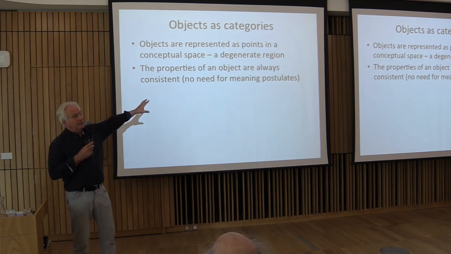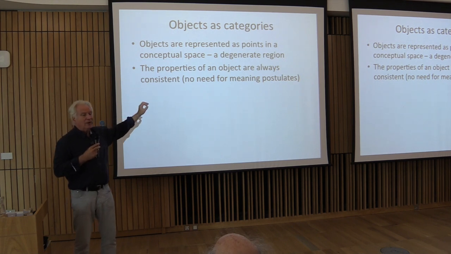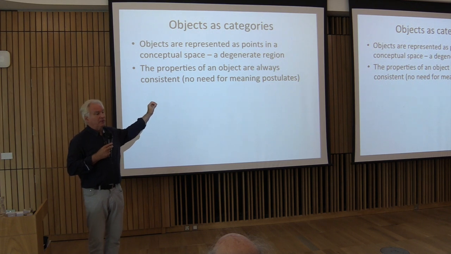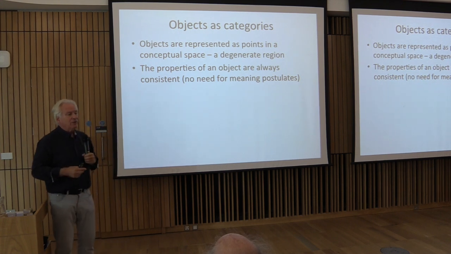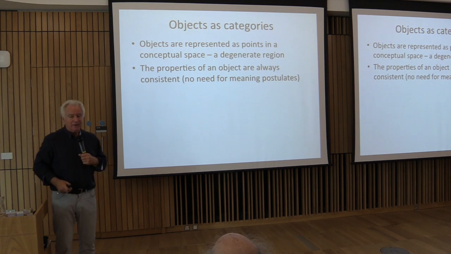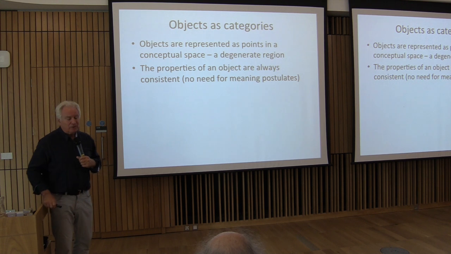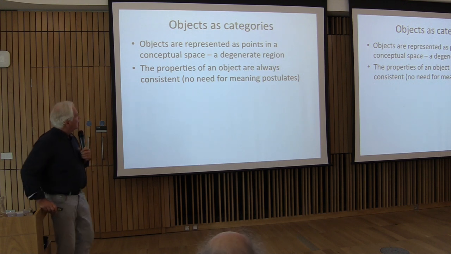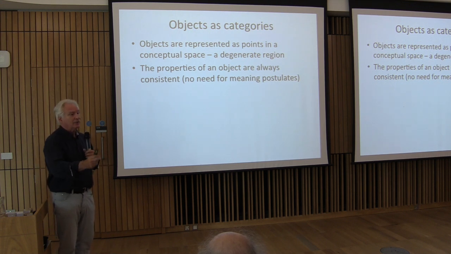And since, say, the different colors are not overlapping, green is not overlapping with orange or with red and so on, these points will always have a consistent set of properties. It will never be red and green at the same time, because it's located at one place. It will never be big and small at the same time, and so on. So once you have the structure of the domains, you don't need to add meaning postulates. And I'll get back to that point when I talk about the semantic web at the end. So describing an object is just giving it values in all dimensions.